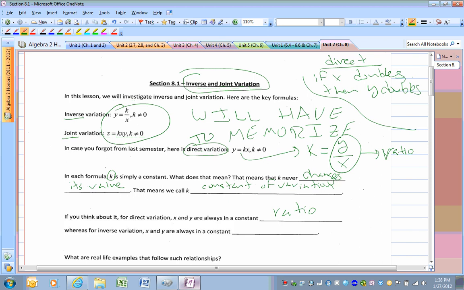Oh, but inverse is like 6 and 2 and then 3 and 4. Yes, exactly, you got it. So for inverse variation now, I'll do it over here. Yes, he's actually a pretty smart kid. xy equals k.